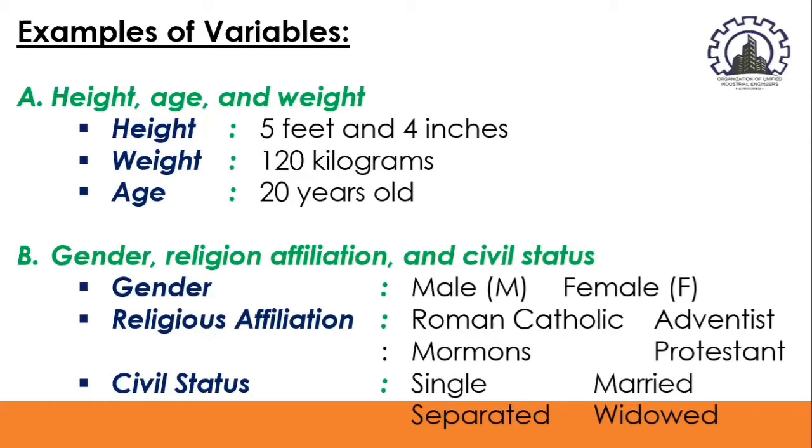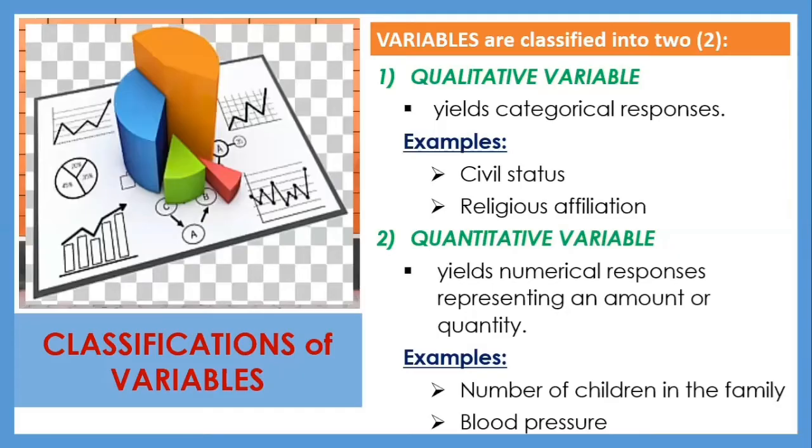Another example would be gender, religious affiliation, and civil status. For gender, it's either male or female. Religious affiliation, you have Roman Catholic, Adventist, Protestant, Mormons, etc. And for civil status, you have single, married, separated, or widowed. Okay, so these are examples under variables.